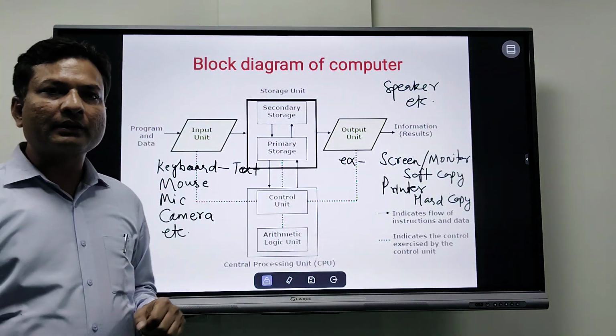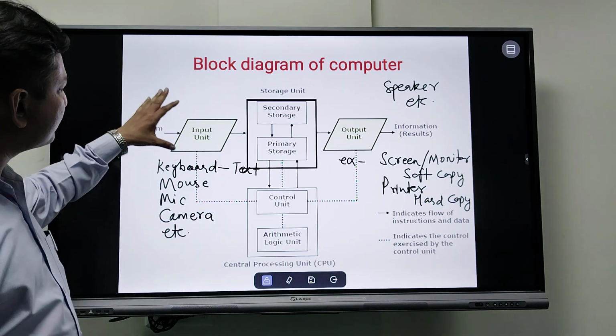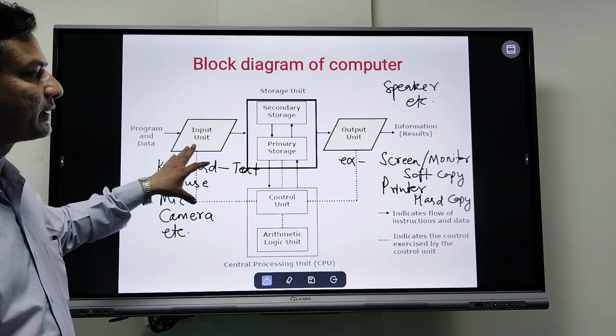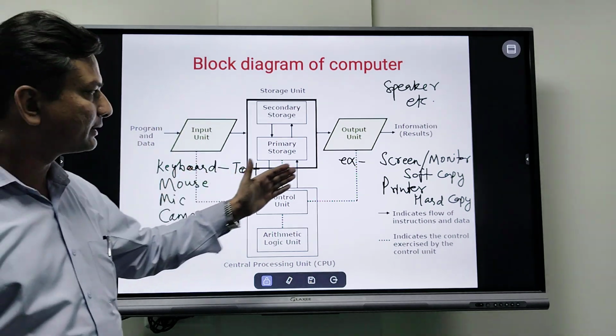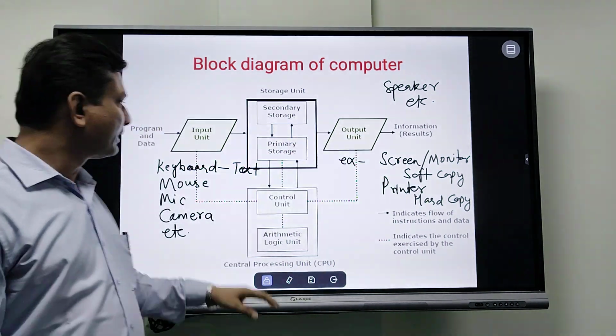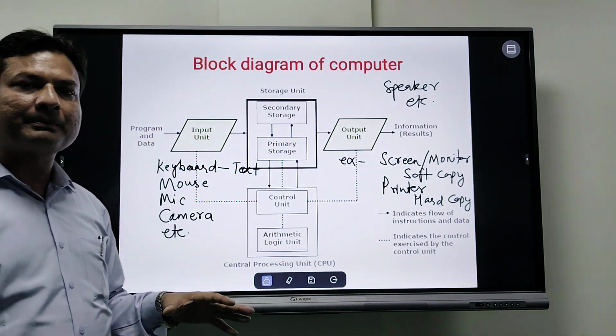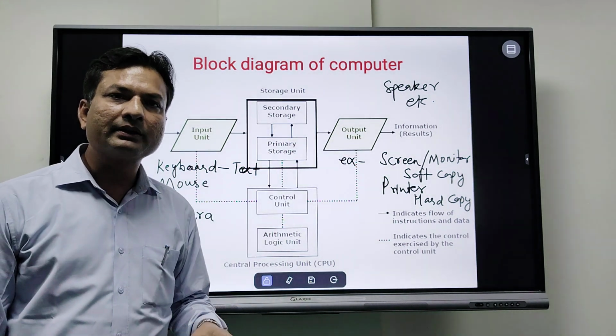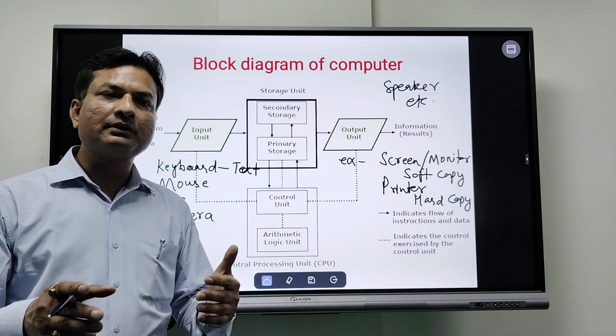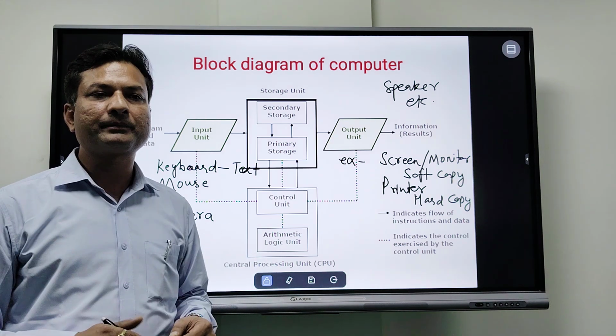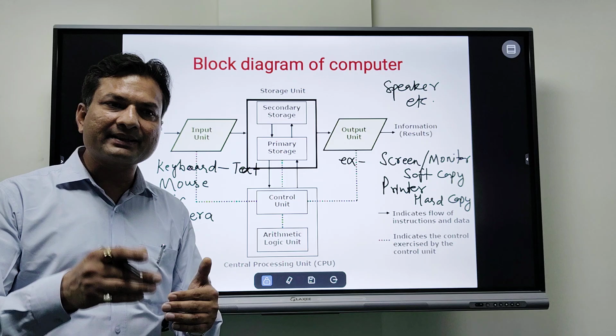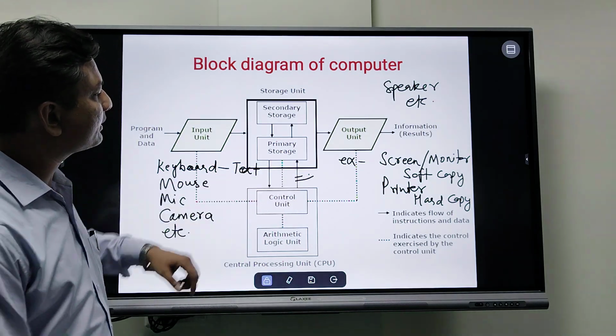Before moving further, we must know the actual working of these devices, how these devices work, means input devices and output devices. Actually, input devices accept data from the user in the form which is readable to machine. Input devices receive data from the user.